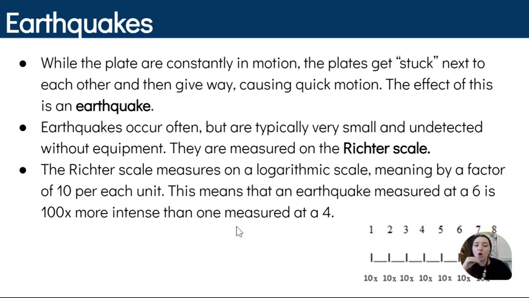Okay, so this is where we're now going to get into what happens when these plates are moving, and what kind of land masses they form both in the ocean as well as on land. So these plates are moving because of the liquid mantle underneath them, and they're shifting and touching each other, essentially. And these can result in a few different things, and one of those things is earthquakes. So the plates can get stuck next to each other, and eventually they can give way, causing a quick motion.